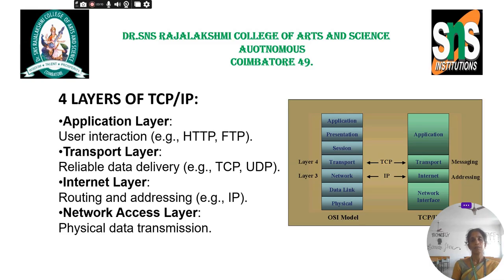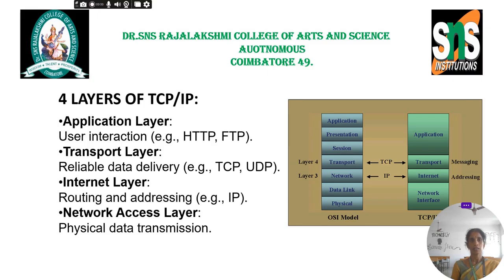Transport layer, it provides reliable data transfer between networks. For that it uses Transmission Control Protocol and UDP, User Datagram Protocol. Either UDP or TCP is used inside the transport layer. The main purpose of the transport layer is to provide reliable transmission over a network.